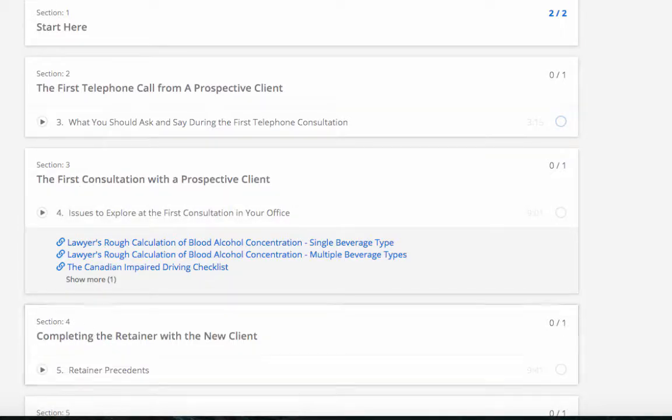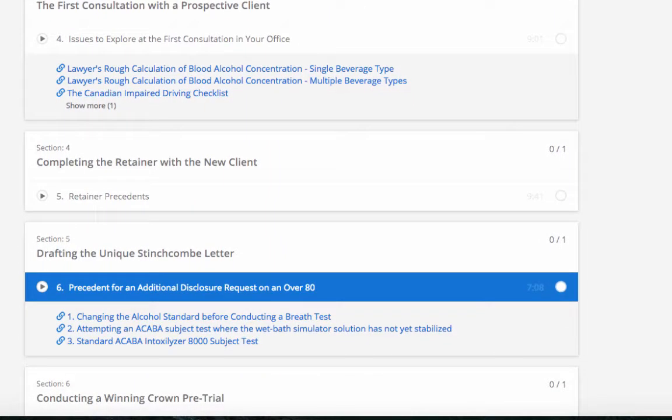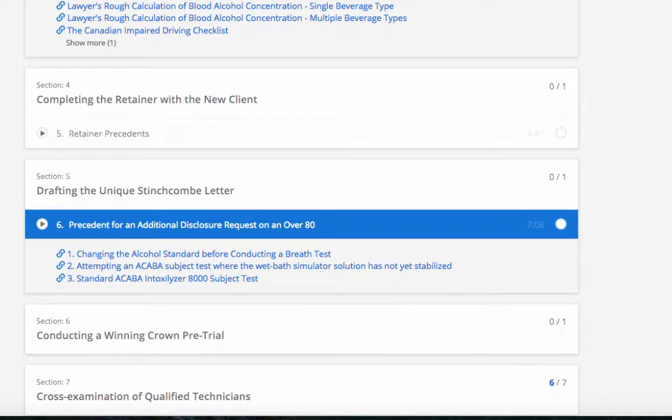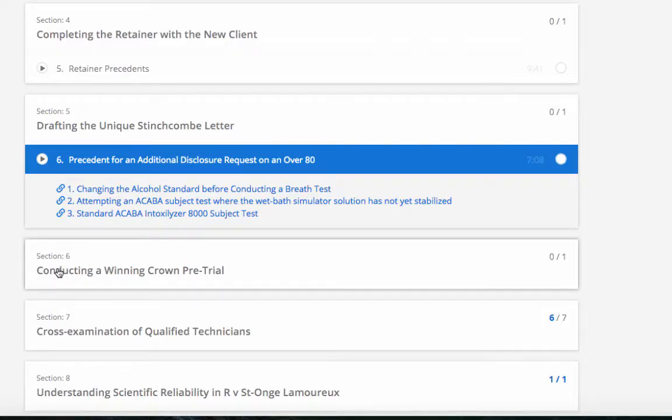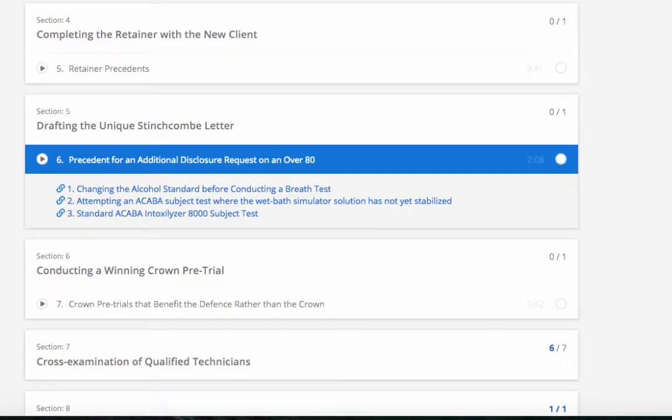There is a video on precedents for the retainer itself. There are ideas about drafting a unique Stinchcombe letter. As you will see from the video that I've provided in the course, I don't believe in using a boilerplate approach to my Stinchcombe letters. I also have links to information about changing the alcohol standard and dealing with issues where the wet bath simulator solution has not yet stabilized, and what a standard Intoxilyzer 8000C subject test looks like. I have a video on how to conduct a Crown pretrial.